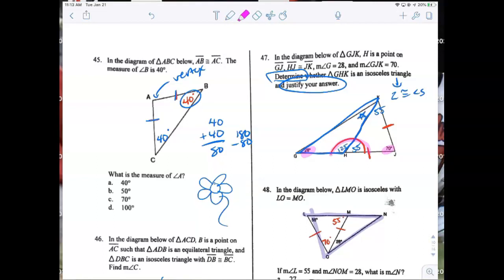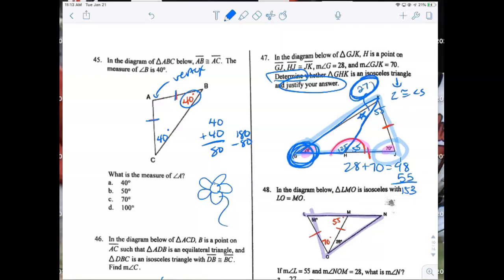We're going to do that because if we look at the big triangle, we already have one angle of 28, one of 70. If we add that up, we'll find that the big angle has to be, 28 and 70 would give us 98. And then we have 55. That's 153. So this little guy has to be 27 degrees. So if we compare this angle here with this angle here, they are not congruent. So that means we do not have an isosceles triangle.